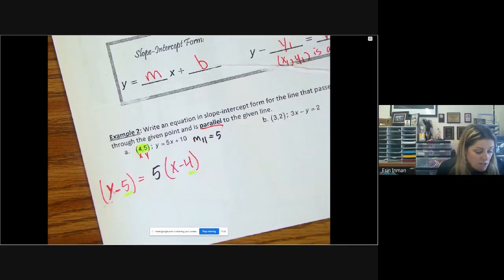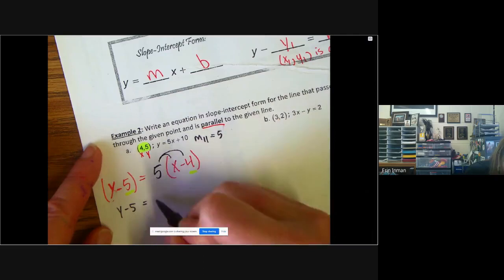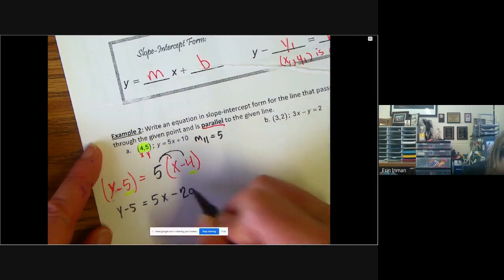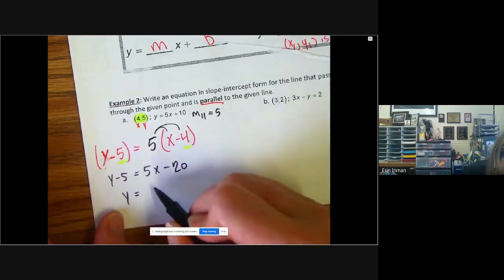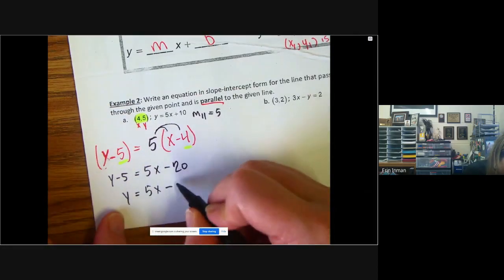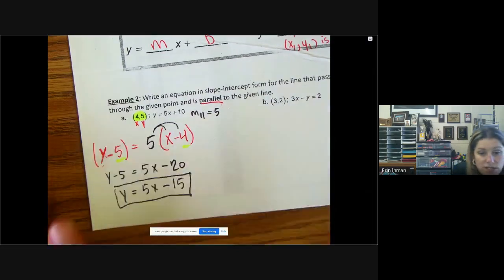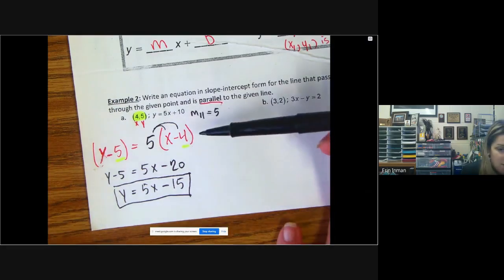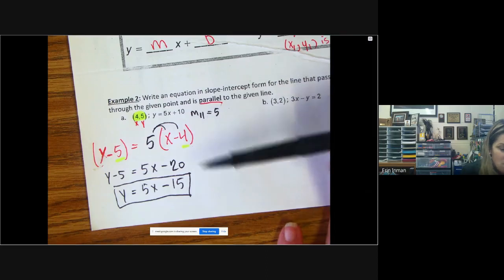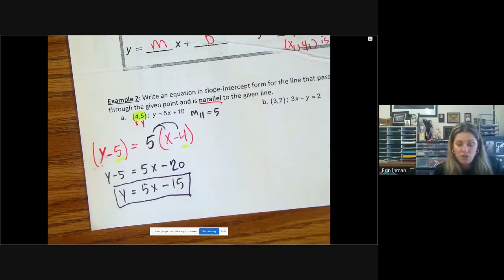So now all I really need to do is solve this equation. I have y minus 5 equals, I'm going to distribute, 5x minus 20. And then I just add 5 to both sides, and I get y equals 5x minus 15. And that's my equation in slope-intercept form. So as you can see, point slope form, which I actually like better because, in my opinion, it's a little less work. As long as you can remember what the point slope form is, it's a little bit easier to do.